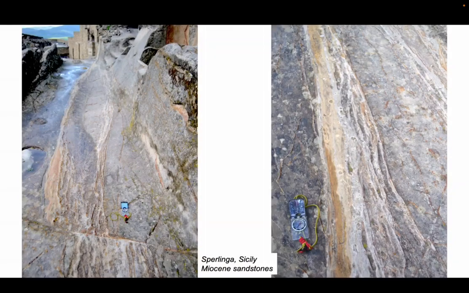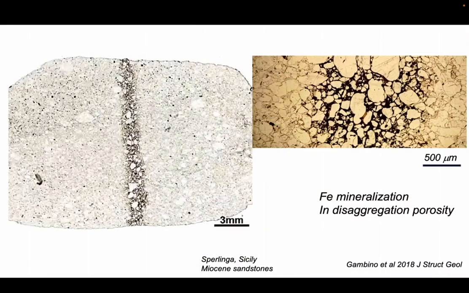Here is an example from Sicily of a very weakly buried sandstone. And here in thin section we can see the enhanced porosity that's been picked out by that black staining, which is iron mineralization, which is preferentially developed within the disaggregated porosity of the little fault zone.